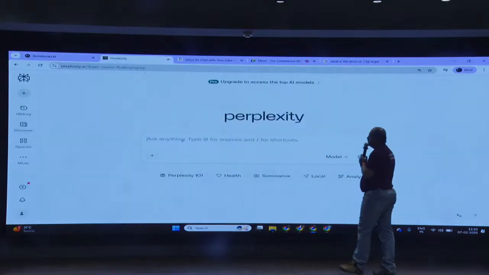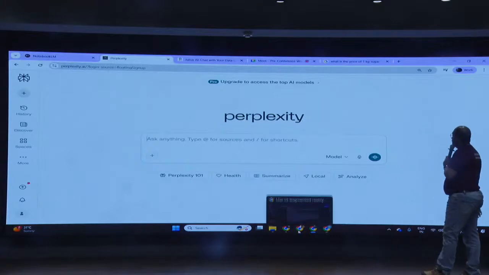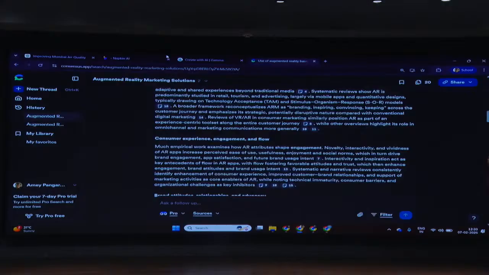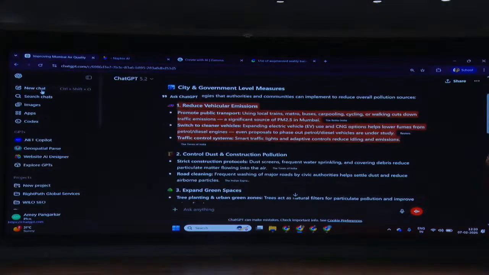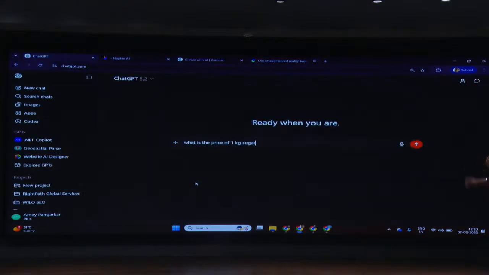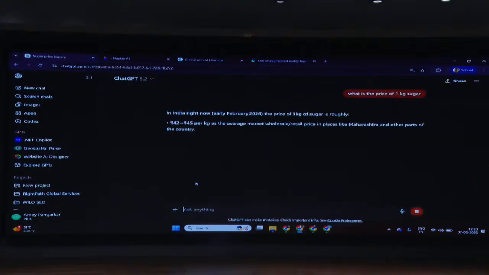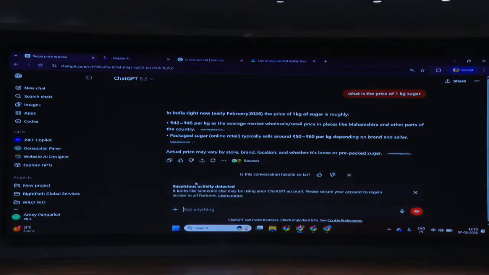ChatGPT. Okay. Yeah, ChatGPT, new chat. Please ask the same question. What is the price of 1 kg sugar? Okay. So I am getting again some answers. Now let's go to something called Perplexity.